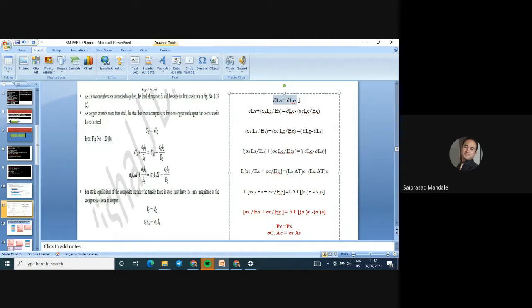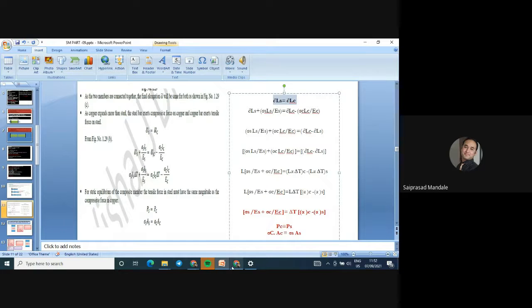Number one is the elongation due to the temperature difference, and second is the elongation due to the forces. Forces means which forces? First point is elongation due to the temperature difference, meaning both materials will expand because of some temperature difference. And second force means whatever tensile force is exerted by the copper over the steel is the first force. And the second force is whatever force is applied by the steel over the copper.